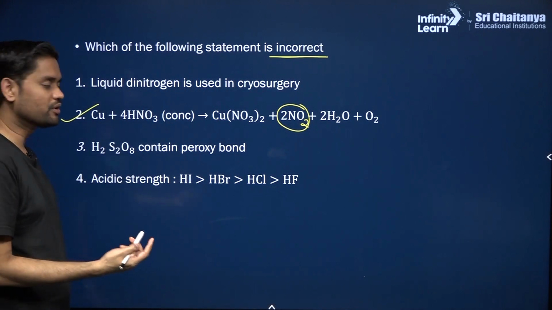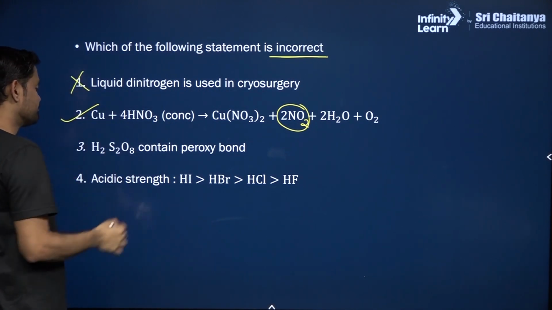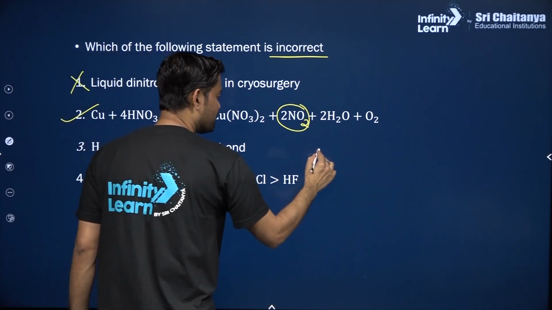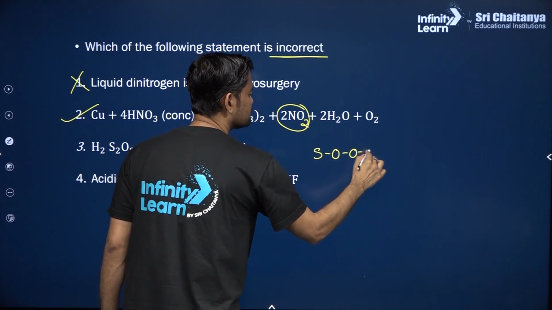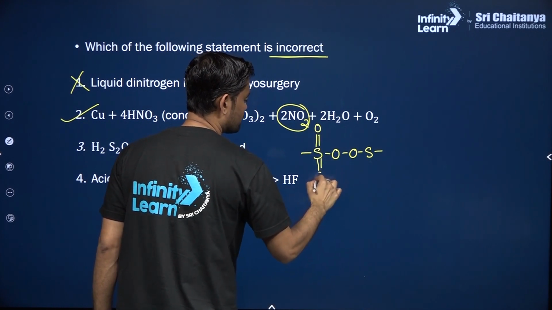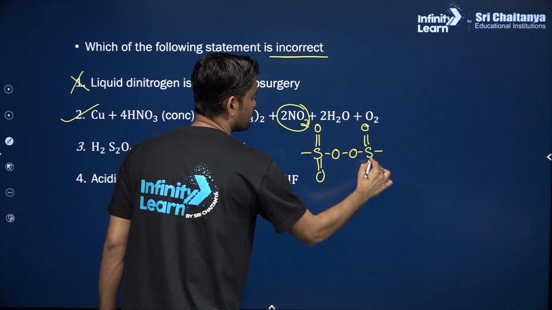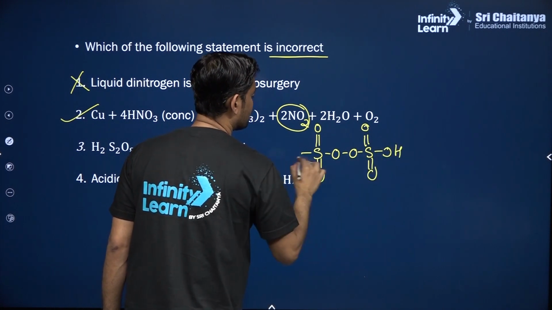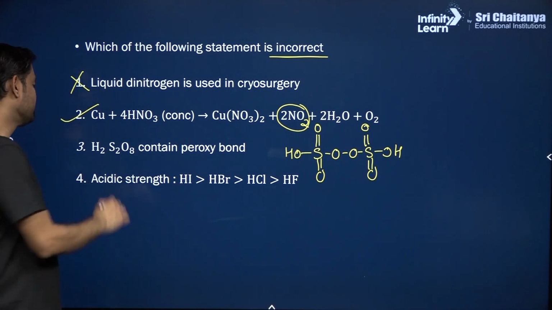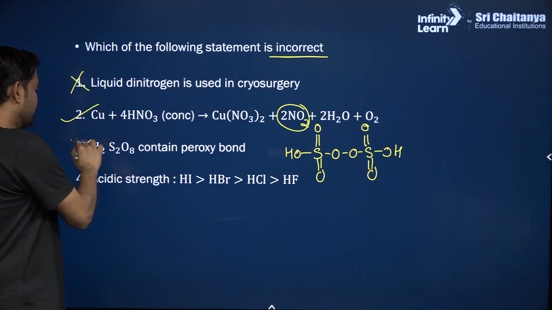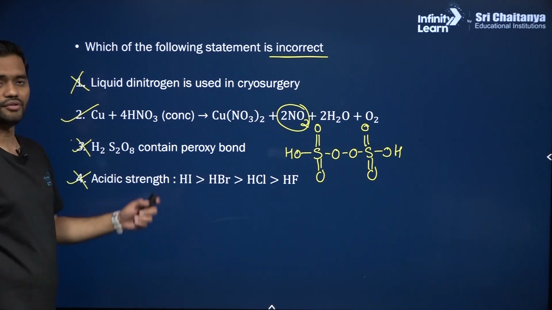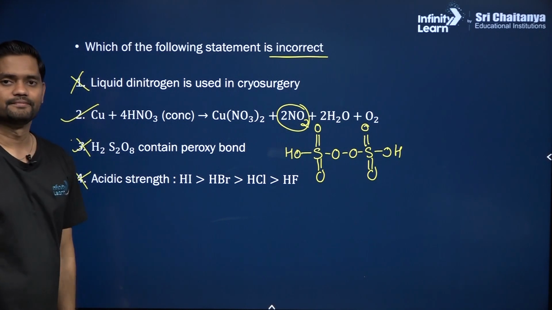Let's explore the other options as well. We have already discarded this. H2S2O8 contains a peroxy bond. Yes, it consists of this bond. It is also known as peroxide disulfuric acid. So yes, this statement is also correct and hence not the right answer. Acidic strength is this. Again, the statement is correct and hence not the right answer. So for this question, we'll go with option 2.